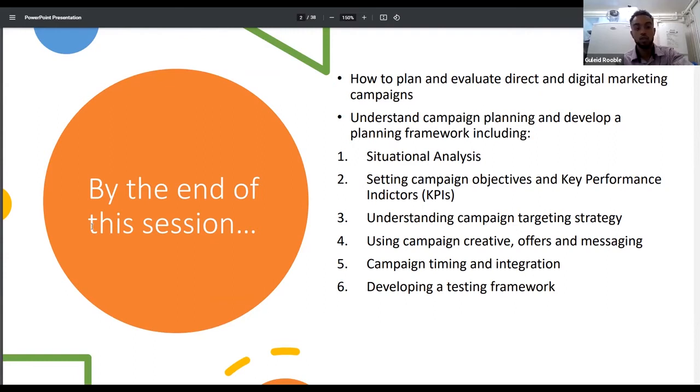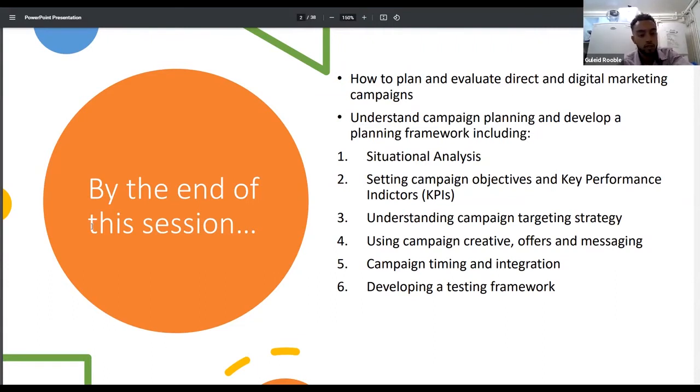The first step is doing a situational analysis. Any project that you're working on, any sort of micro project, you will certainly need to analyze the current situation, and I'll go into detail on how you can do that. As well as that, setting yourself campaign objectives will certainly lead you on the way. I regularly emphasize objectives and your key performance indicators, because they will give you guidance on how you can fulfill your project. And as well as that, understanding your campaign target strategy. I'll go into detail on how you could do that further.